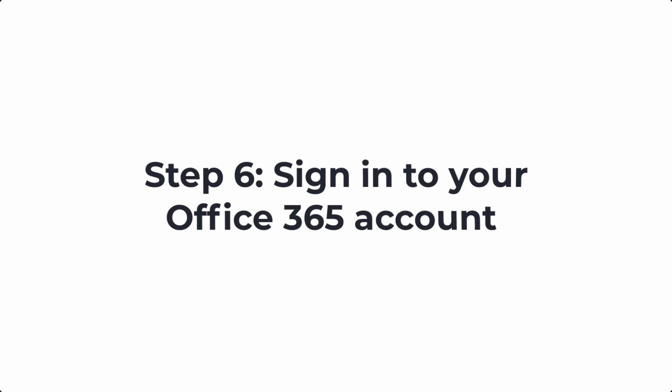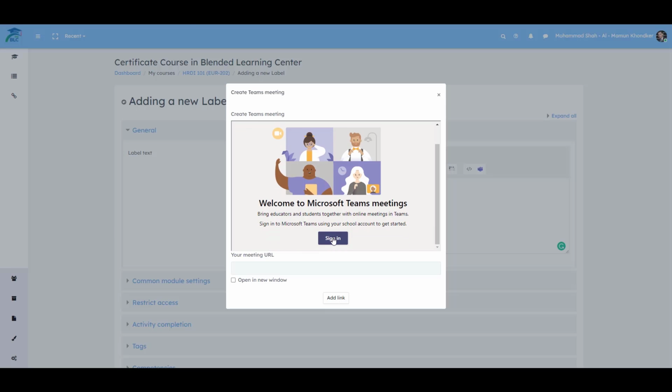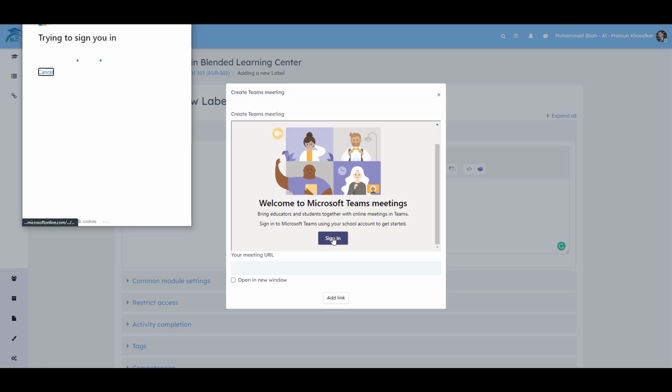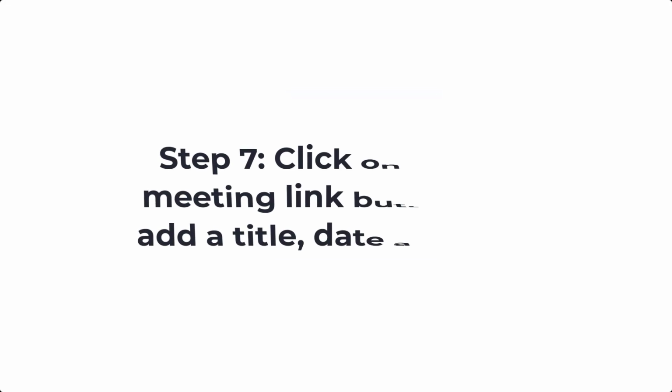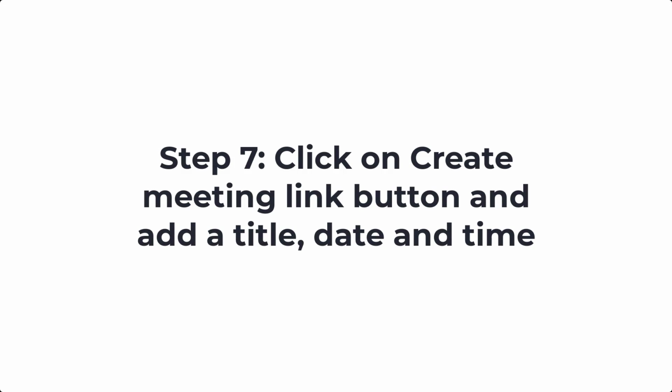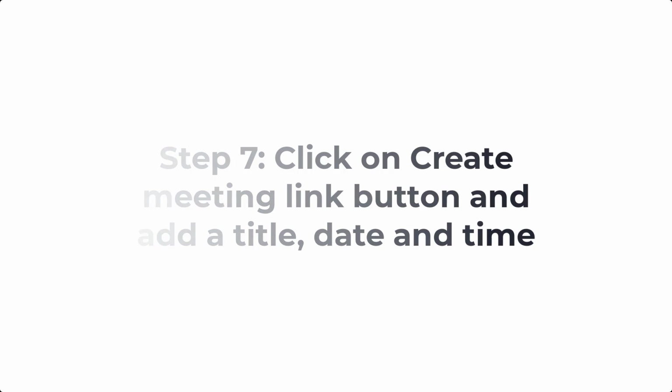Step 6. Sign into your Office 365 account that you got from the IT section. Step 7. Click on Create Meeting Link button and add a title, date, and time according to your need for the live class.